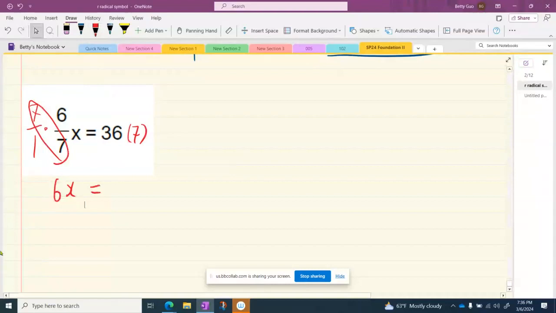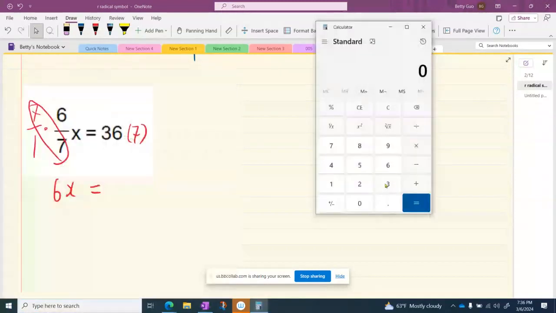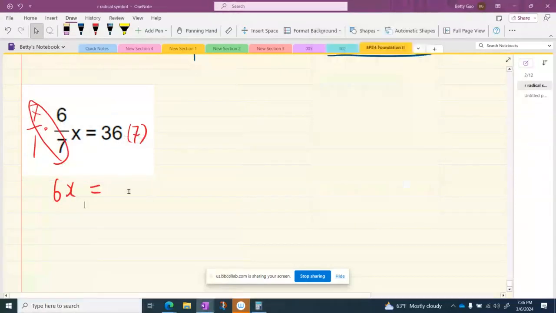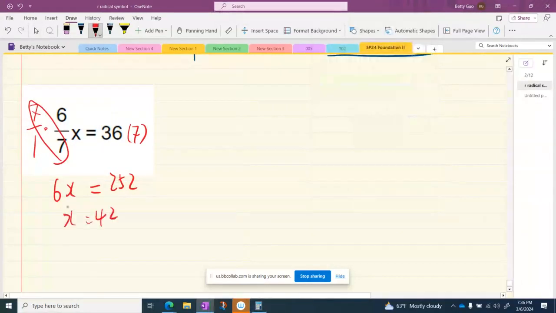I have 36 times 7. Where is my calculator? Here. 36 times 7. 252. And then I divide 252 by 6. I have the answer is 42. Right? You can do this.